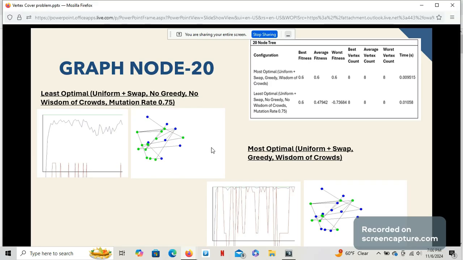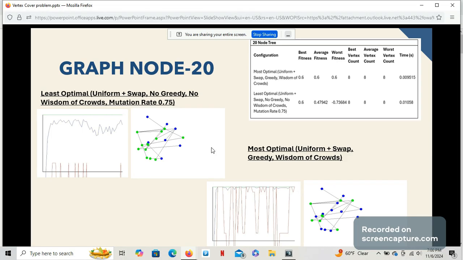So the use of the greedy algorithm and wisdom of crowds here contribute to the steady progress by guiding the genetic algorithm towards promising solutions and balancing exploration and exploitation. So in summary, these visuals underscore the performance differences. The least optimal configuration displayed scattered vertex coverage and unstable fitness progression, while the most optimal setup achieved efficient coverage with a stable, smooth convergence path.